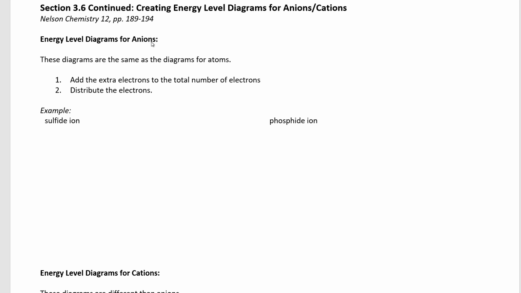Recall that anions are negatively charged ions. These diagrams are the same as the diagrams for atoms, except that because they're negatively charged, they have gained extra electrons. So you add the extra electrons to the total number of electrons and then distribute them.